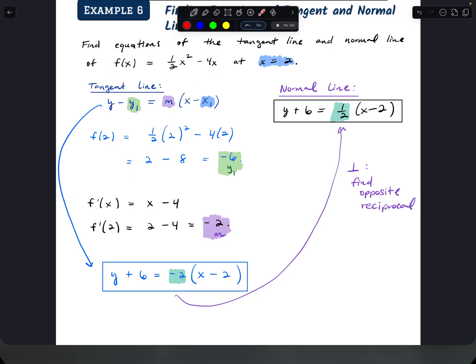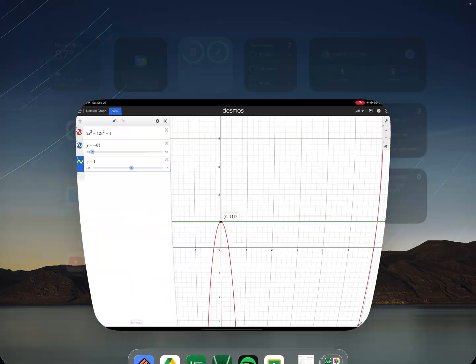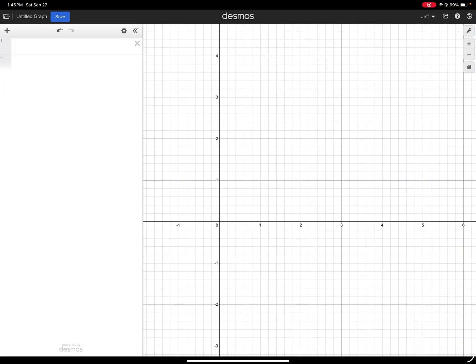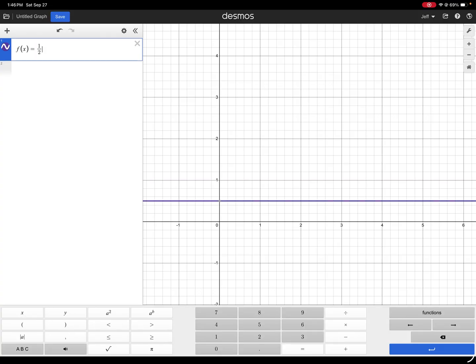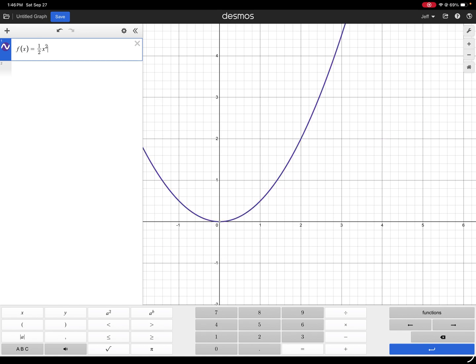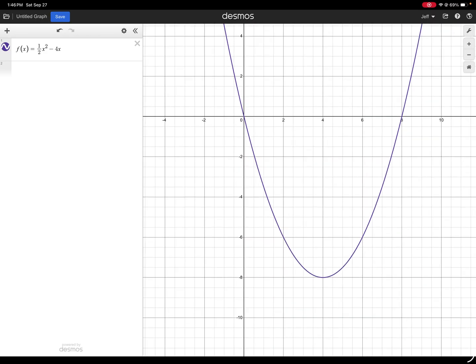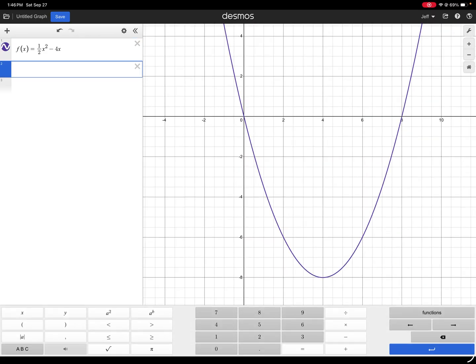So if I go back to Desmos, get rid of the last problem. So we had f of x is equal to 1/2 x squared minus 4x. So x equals 2. We had the point 2, comma. When we plugged in 2, we got -6. And there it is on the parabola.